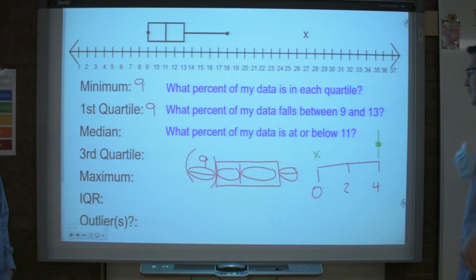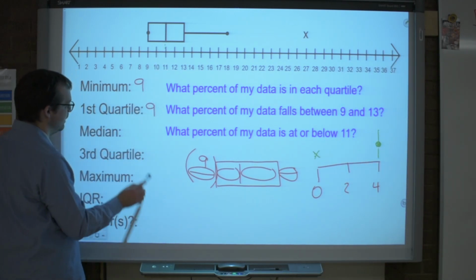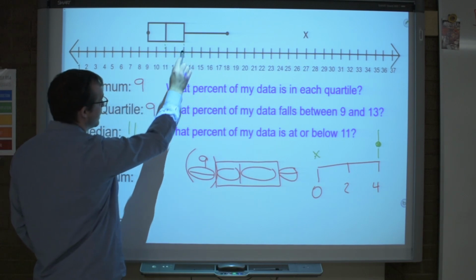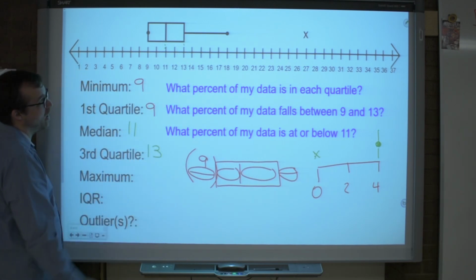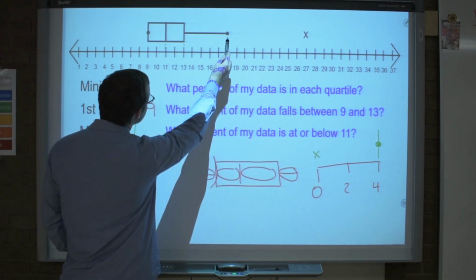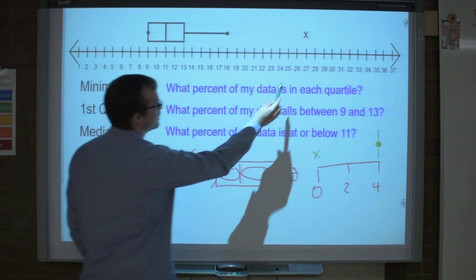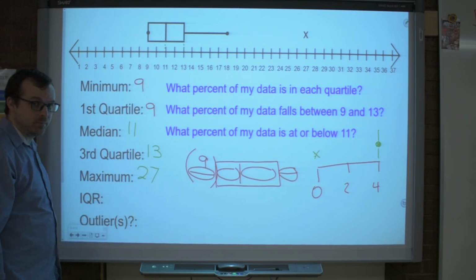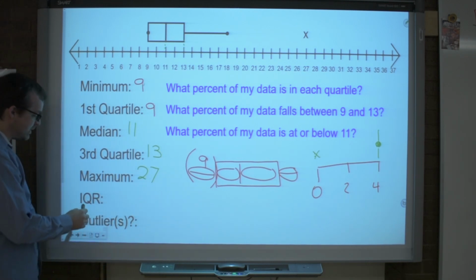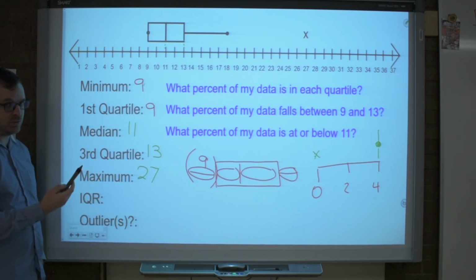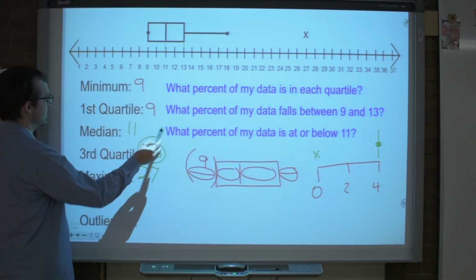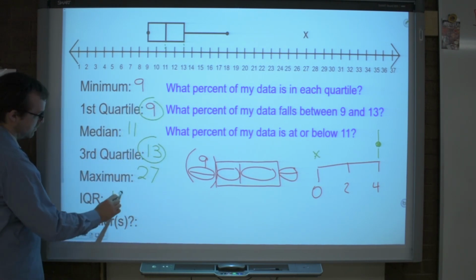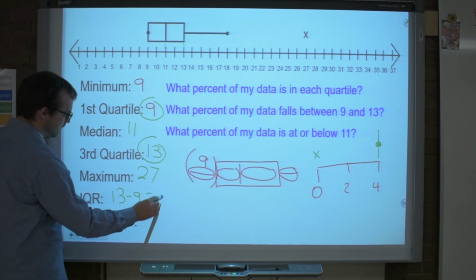All right, so the median is always in the middle of the box plot. So it's 11. Our third quartile is the end of the box at 13. Our maximum is all the way, not right here, because the outlier is included in our maximum. So our maximum looks like it's 27. It is an outlier, but it's still our maximum. Our interquartile range is the width of the box, but I just usually take Q3 minus Q1, 13 minus 9.